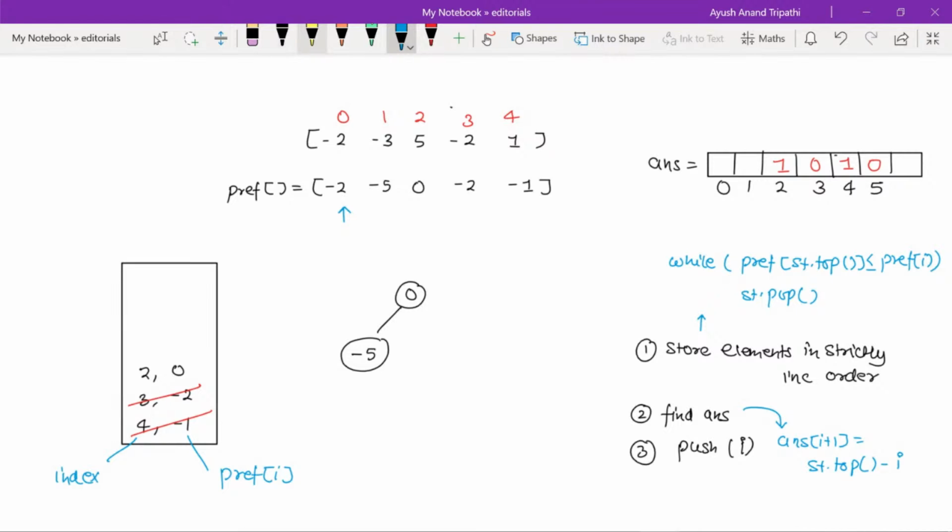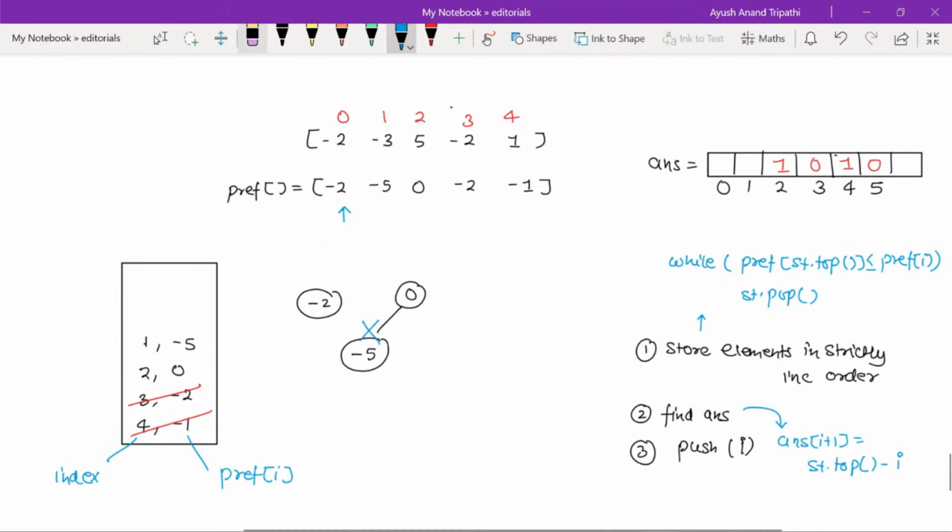So what is the sum here? So it is -2, right? And also I will add this. So -3 and index 1 and prefix sum -5. This thing, right? Now what did I get? I got -2.